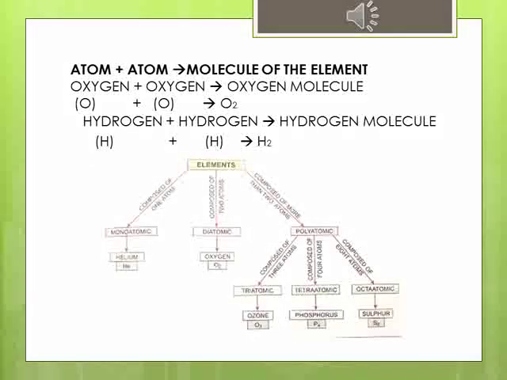Now elements can be composed of either one, two or many similar atoms. Alright, so this chart shows that when an element has only one atom, we call it monoatomic, like helium. When it is made up of two atoms, we call it diatomic. Example, oxygen. And when it is composed of more than two atoms, we call it polyatomic. So based on the number of atoms, it can be triatomic like ozone, tetraatomic like phosphorus, and octaatomic like sulfur.